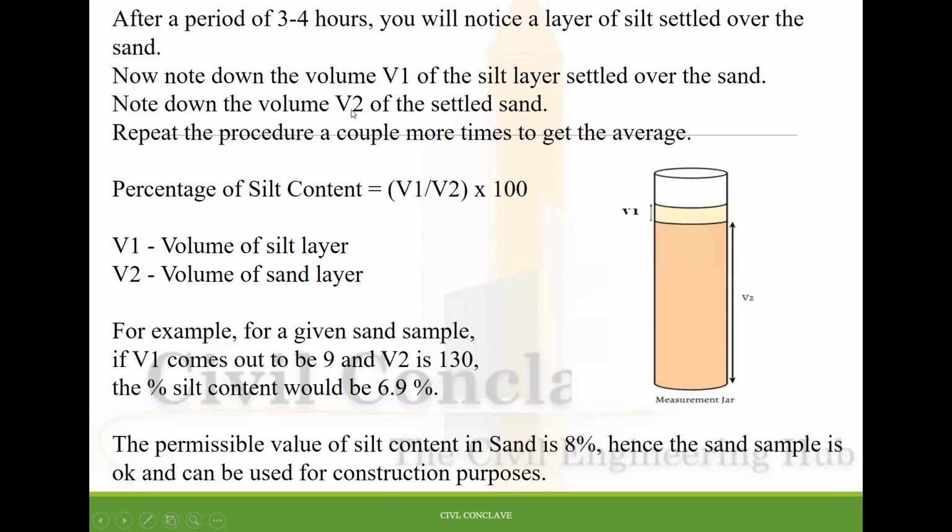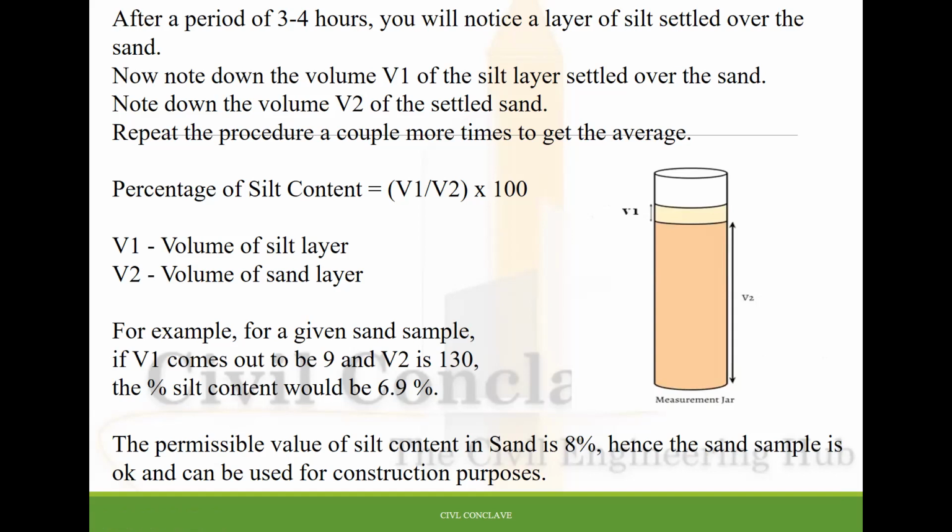The volume V1, that is up to the total height. Volume V2, the sand. V1 minus V2 is the silt content. If you want to calculate the percentage, it is V1 minus V2, whole divided by V2, multiplied by 100. For example, if V1 comes to be 139 and V2 is 130, the silt content would be 6.9%.